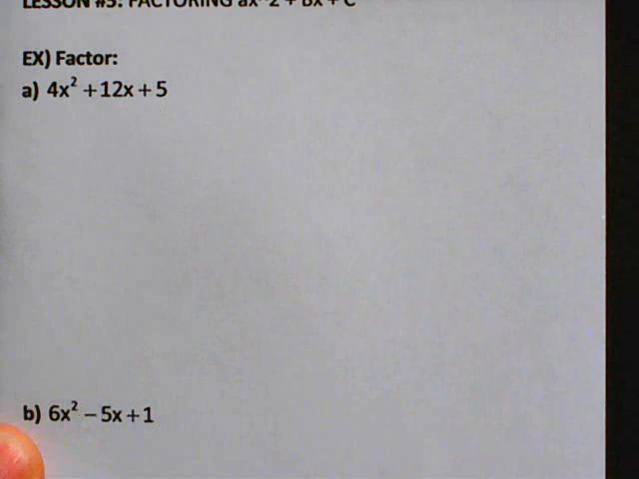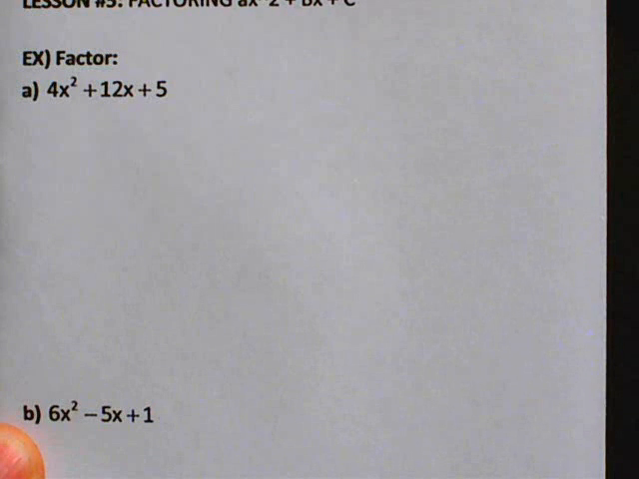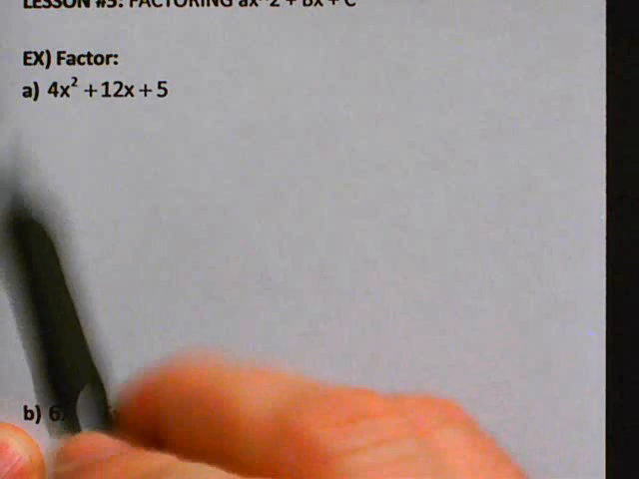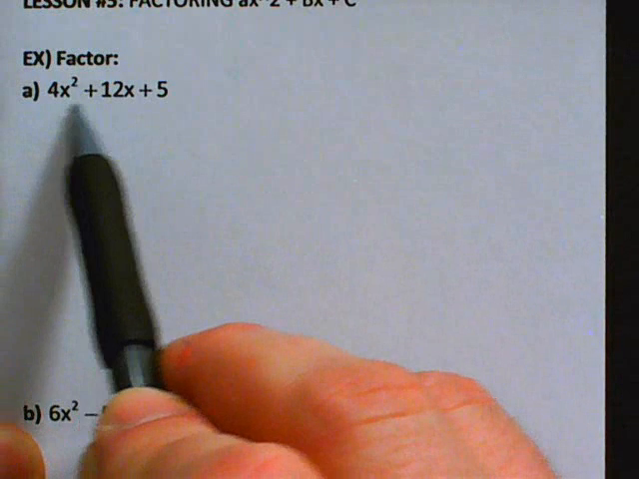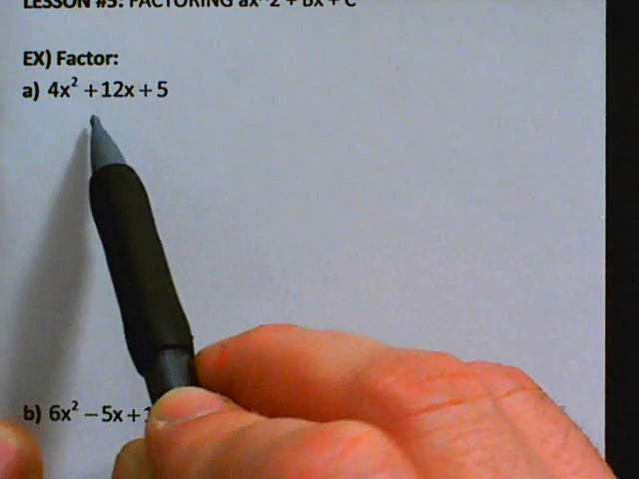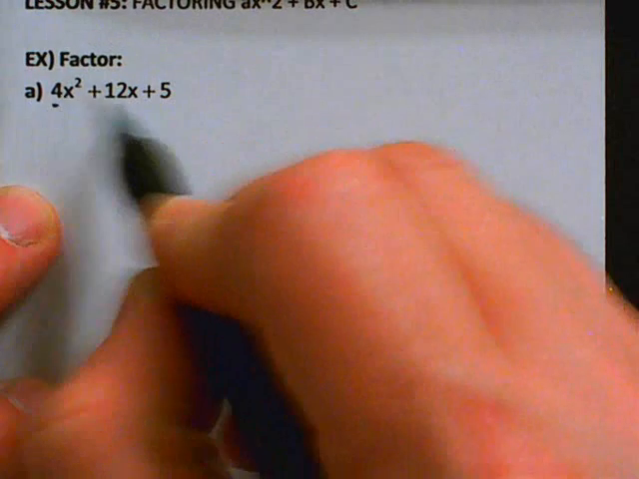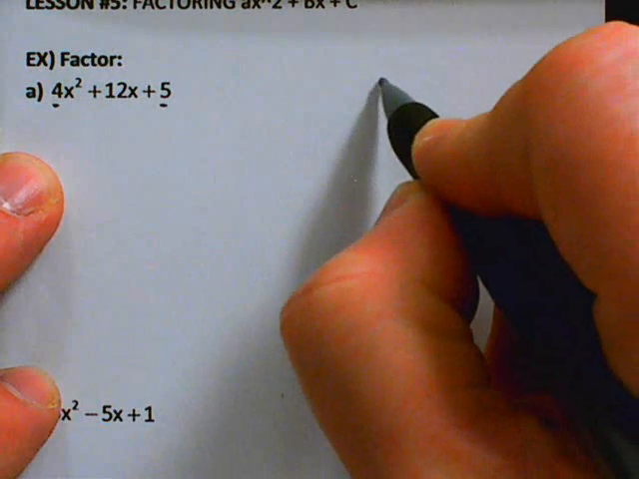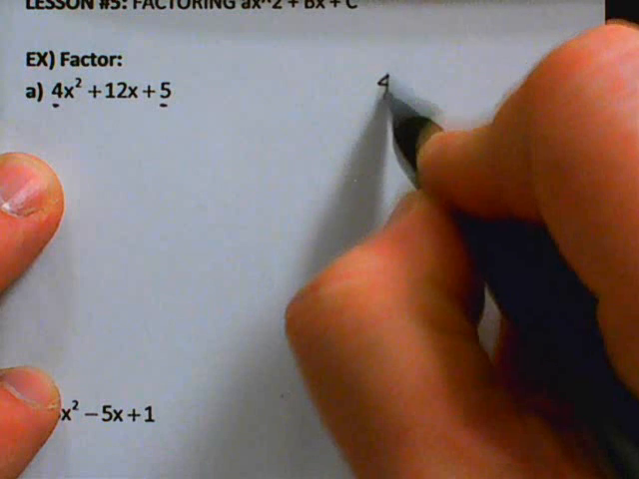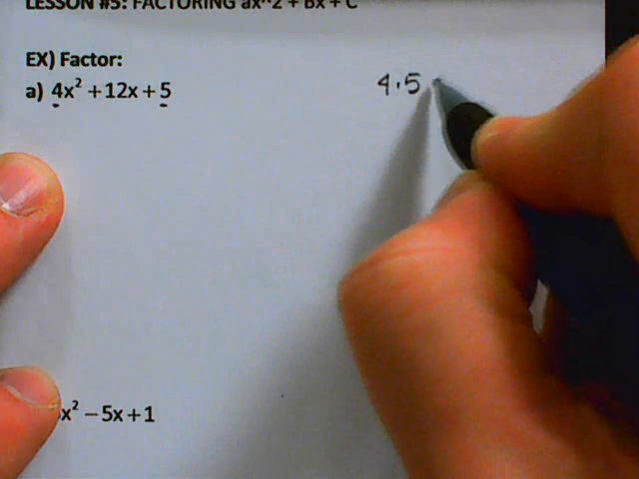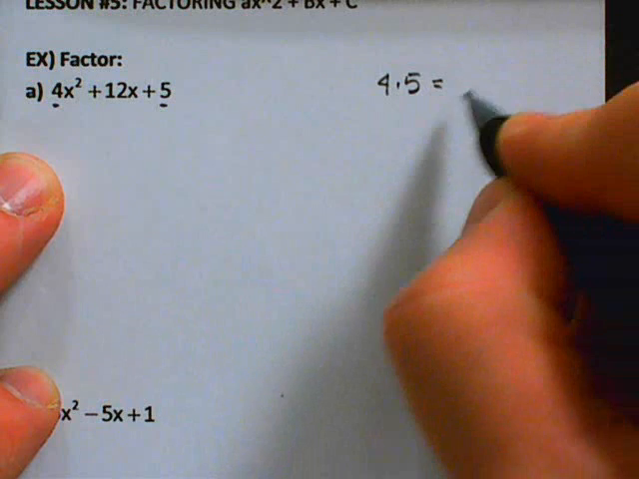Anytime you factor a trinomial, you should ask, can I factor anything from all 3 terms? And as we can see, there's nothing we can factor. So the next thing we're going to do is take the first number and the last number. I'm going to go here to the side and multiply those two numbers. So 4 times 5 equals 20.